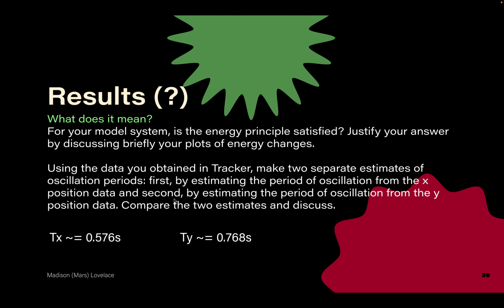Okay, and the last question: using data you obtained in Tracker, make 2 separate estimates of the oscillation periods in the X direction and the Y direction. So it seemed that the period of oscillation in the X direction went quicker than the period of oscillation in the Y direction, not a lot, but by 2 seconds.